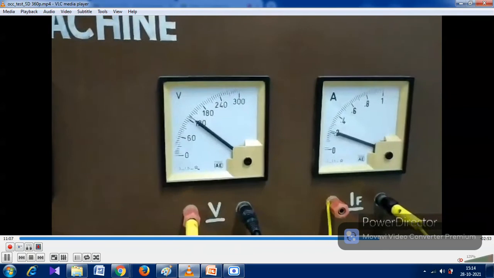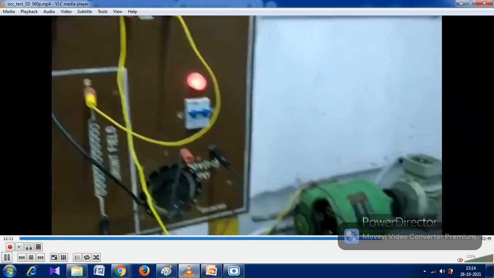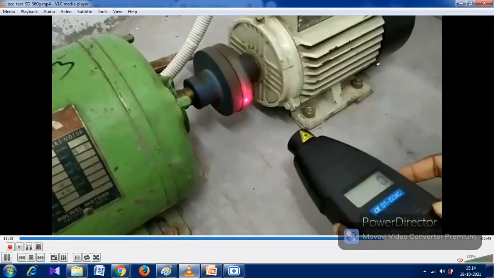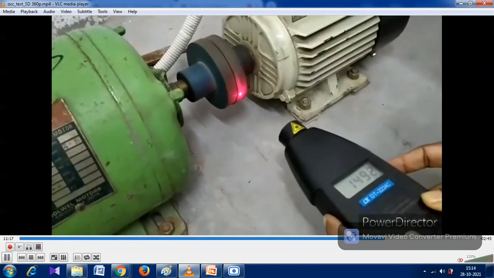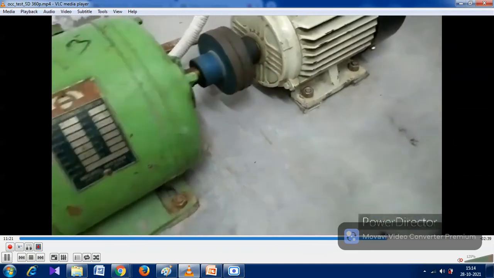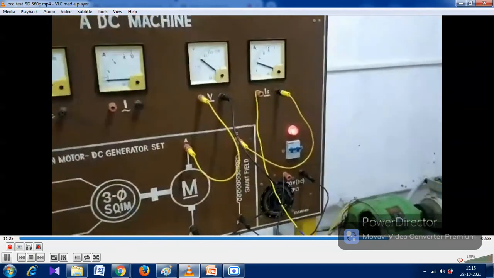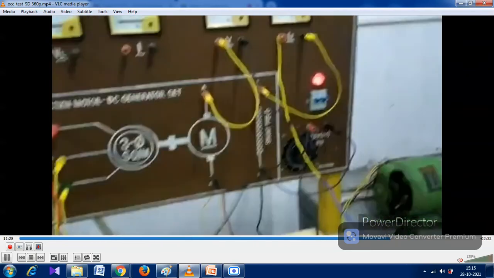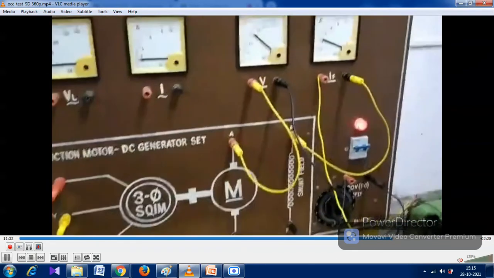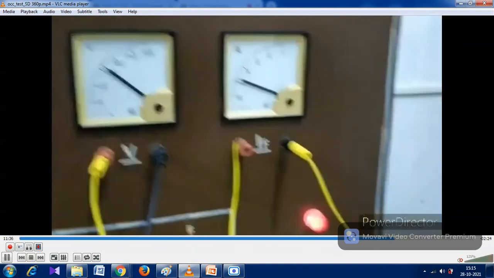This is voltmeter, this is ammeter, and what is the name of that meter by which we measure the speed? Can anyone tell me? स्पीडोमीटर सर। Tachometer. This is called tachometer.